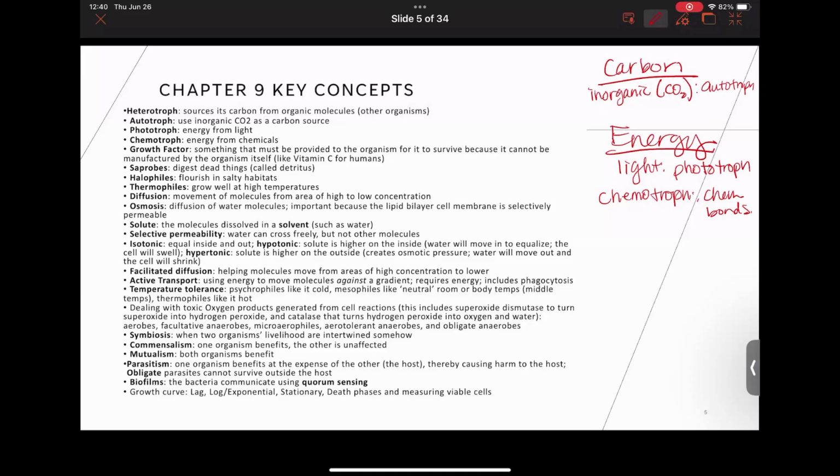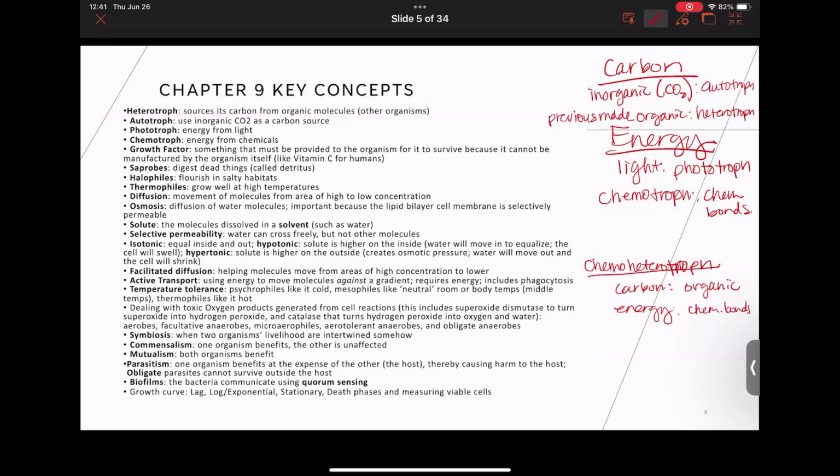If you use previously made organic molecules like we do, we call those heterotrophs. So then if I tell you that an organism is a chemoheterotroph, this would be an organism that gets its carbon, when we're heterotroph, from organic molecules that were previously made, and it gets its energy from breaking chemical bonds.